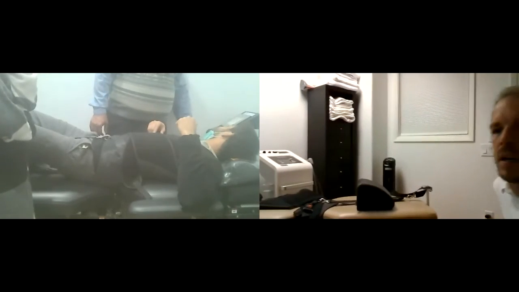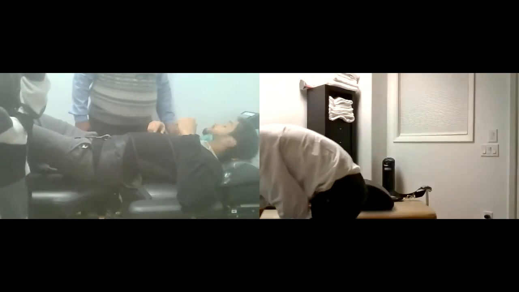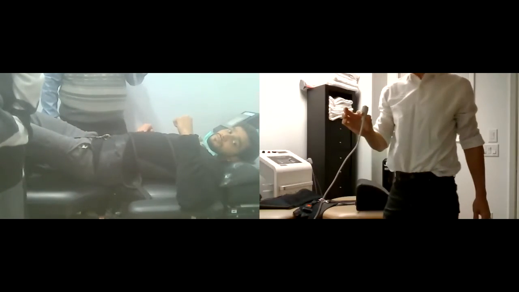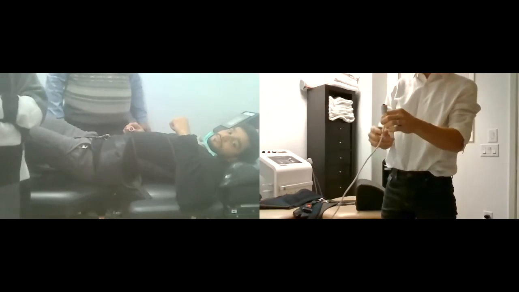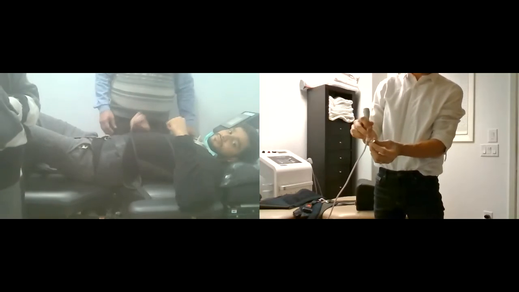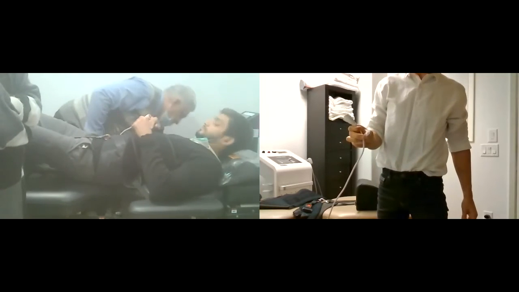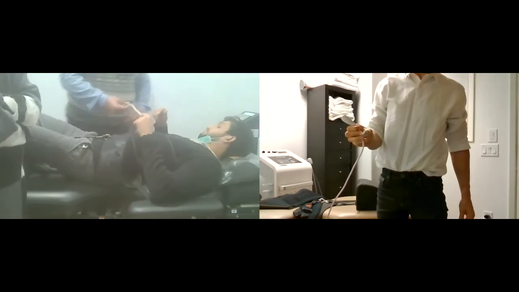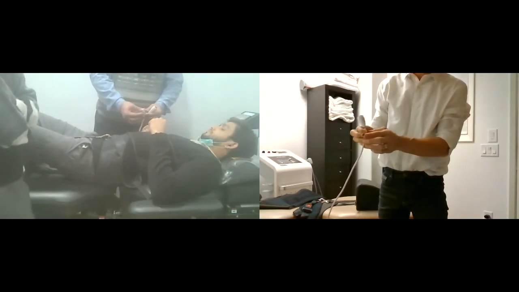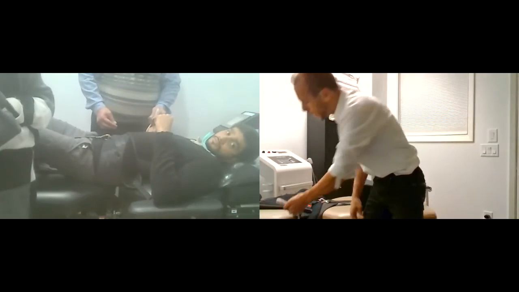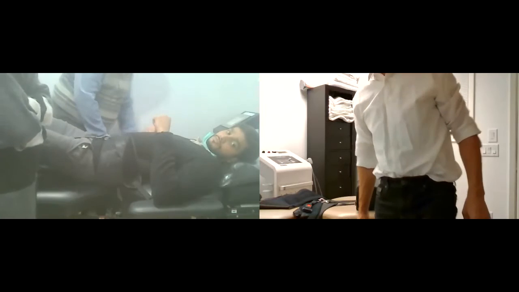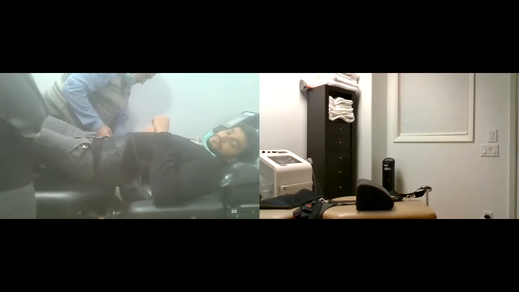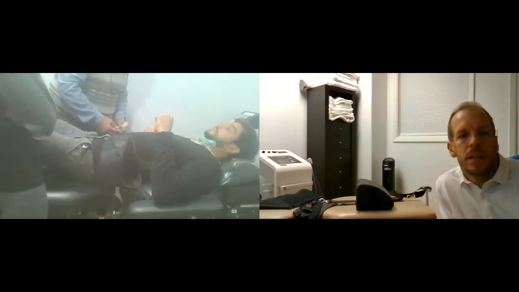On your cord here, you have the patient safety switch. On this patient safety switch, there's a little plastic clip with a magnet in there. Whenever you're not using it, you can just put it on any metal portion of the table, out of the way.